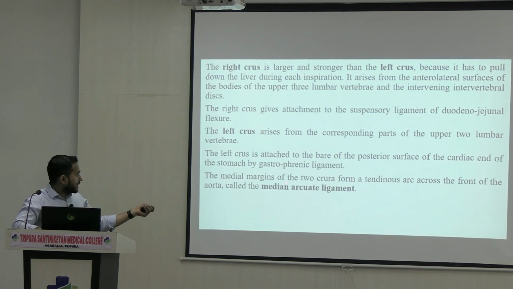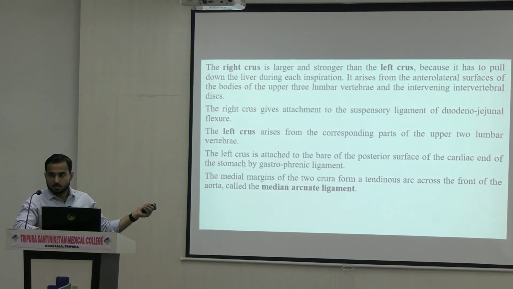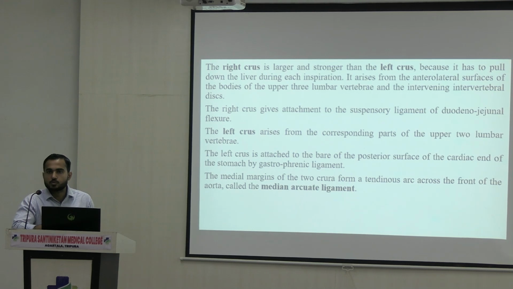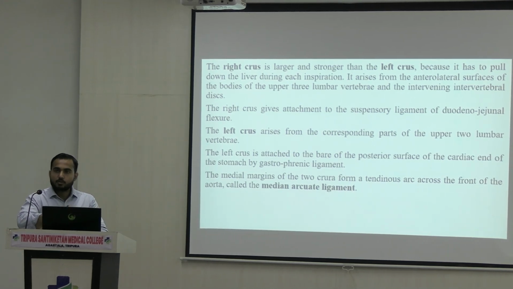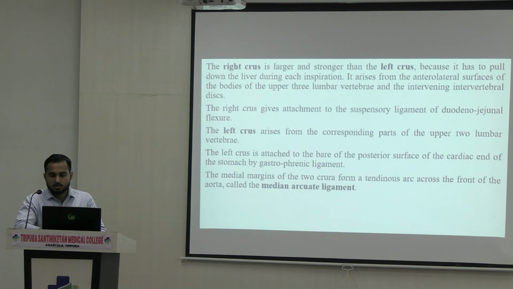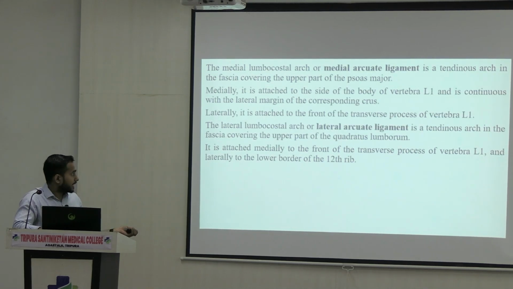Now here you can see the medial margins of the two crura, both the right one and the left one. The medial margins are forming a tendinous arch in front of the aorta, or in front of the aortic opening, and that is called the median arcuate ligament. Let me show you the diagram.